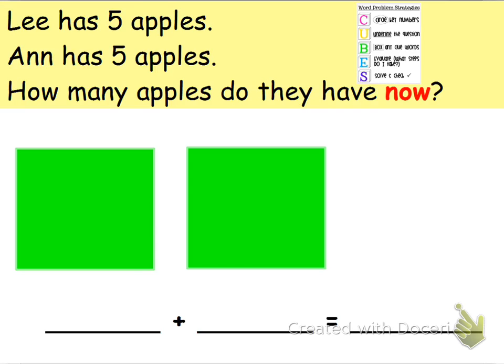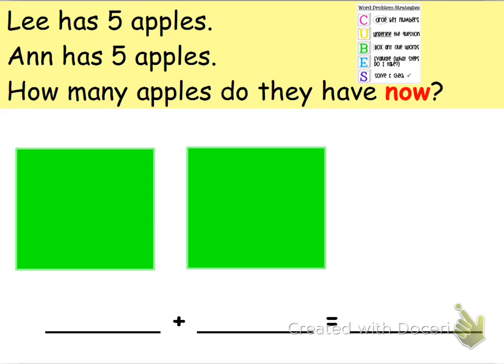So it says Lee has 5 apples. Anne has 5 apples. How many apples do they have now? So now I'm going to read it again. Lee has 5 apples. Anne has 5 apples. How many apples do they have now? So now we're going to read it again.